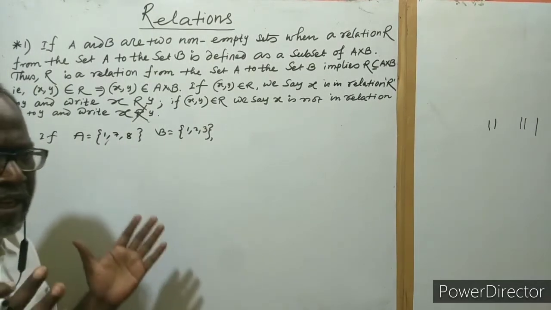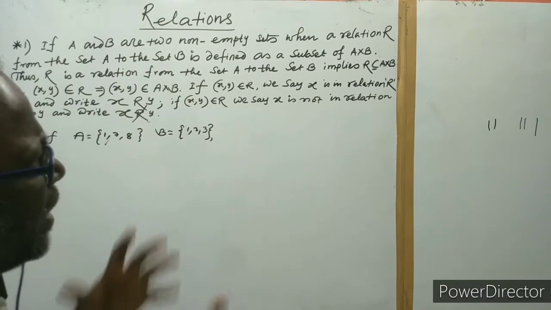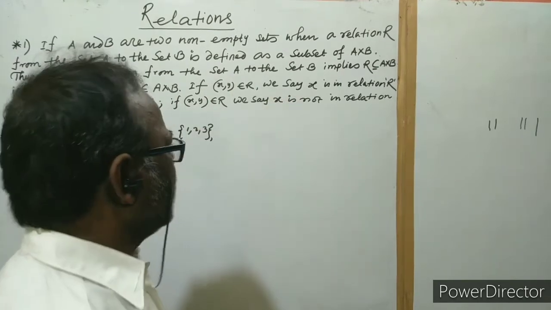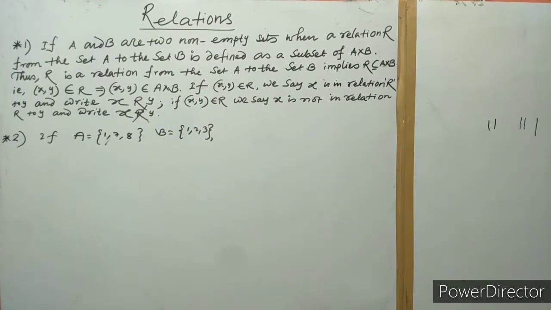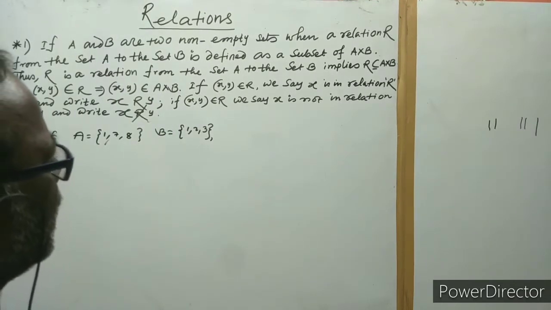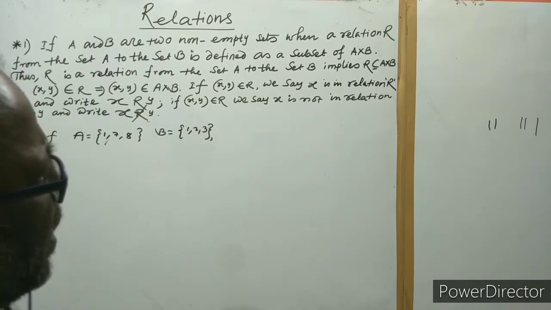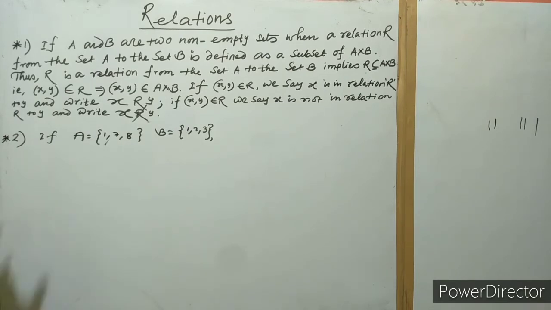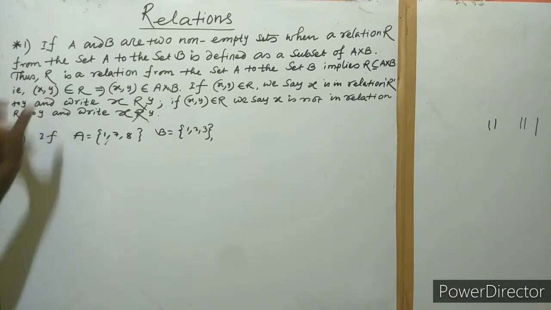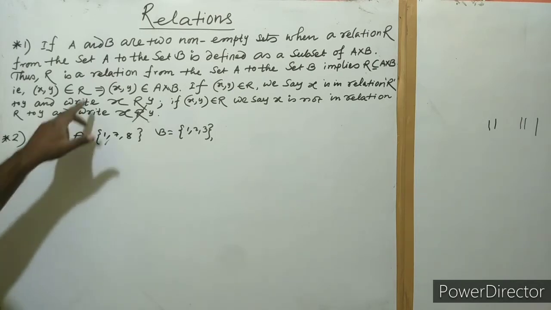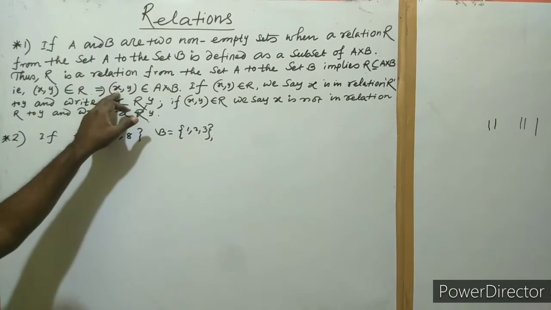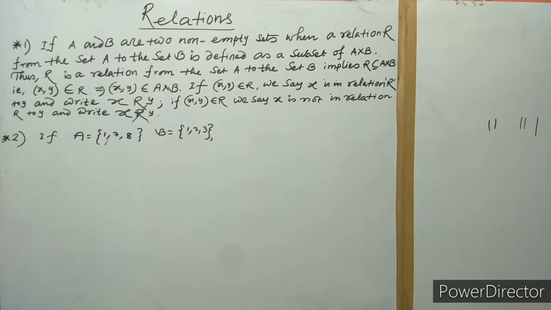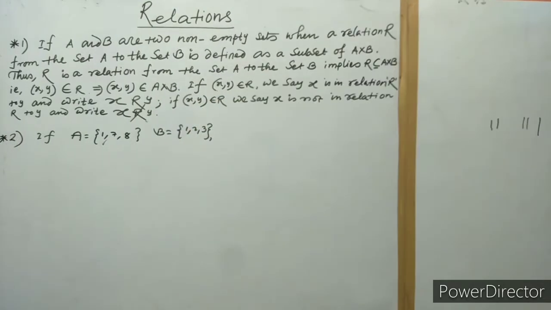It means all the elements of the relation lie in A cross B. Thus R is a relation from the set A to the set B implies that R is a subset of A cross B, and that is x comma y, a pair of observation. If A and B are given, then we always find A cross B, which is called the Cartesian product, and there are always pairs like x comma y. If this belongs to R, then x comma y also belongs to A cross B. So the pair x comma y lies in R.